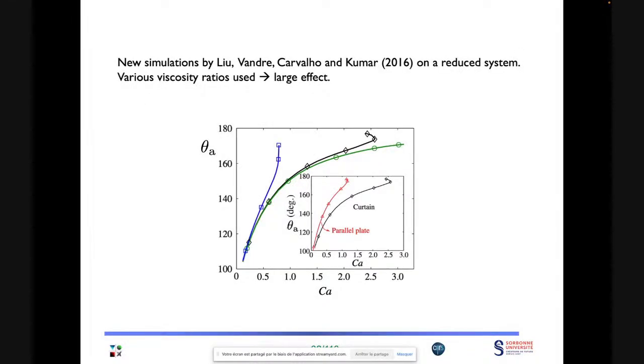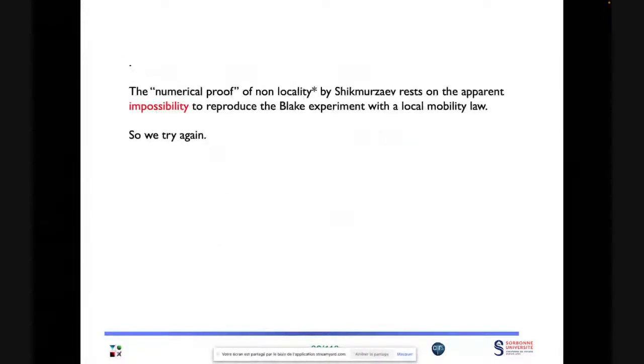But new simulations were redone by Liu, Vandre, Carvalho, and Kumar of this system. And in fact, it depends a lot on the viscosity ratios. So these three curves, the blue, the black, and the green, are at various viscosity ratios. And in fact, you get very different results. So that puts some doubts on the simulations of Yuli because of that. So we decided to try again.